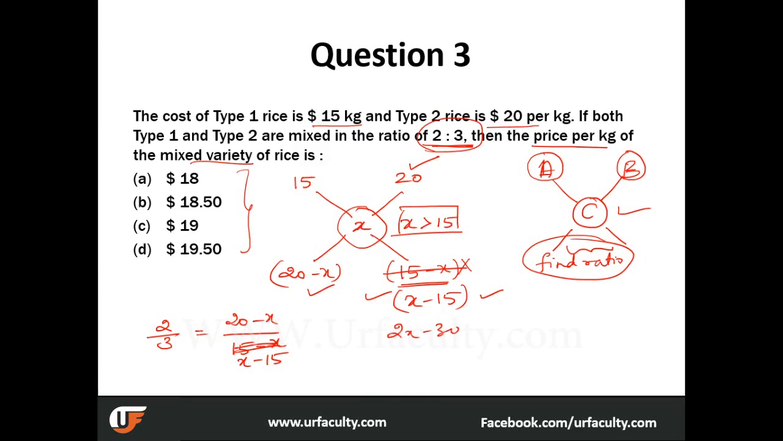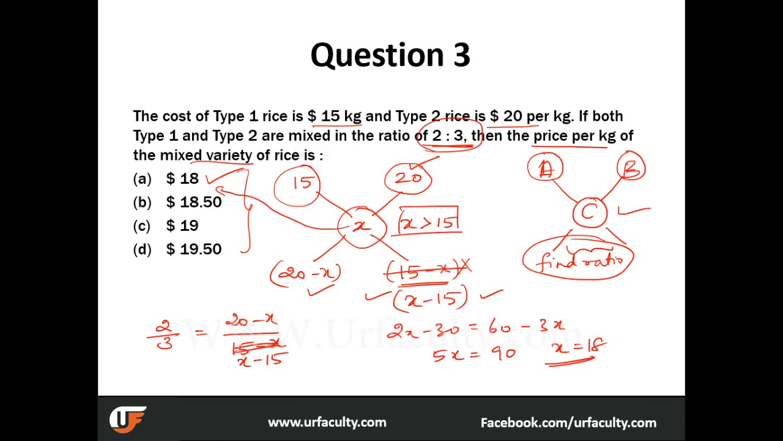So what happens now? 2x minus 30 is equal to 60 minus 3x. So what do we have? 5x is equal to 90 and x is equal to 18. So this is your answer, which means 2 parts of this product and 3 parts of this product, when they are mixed together in the ratio, you get a product which will be valued at 18 rupees per kilogram.